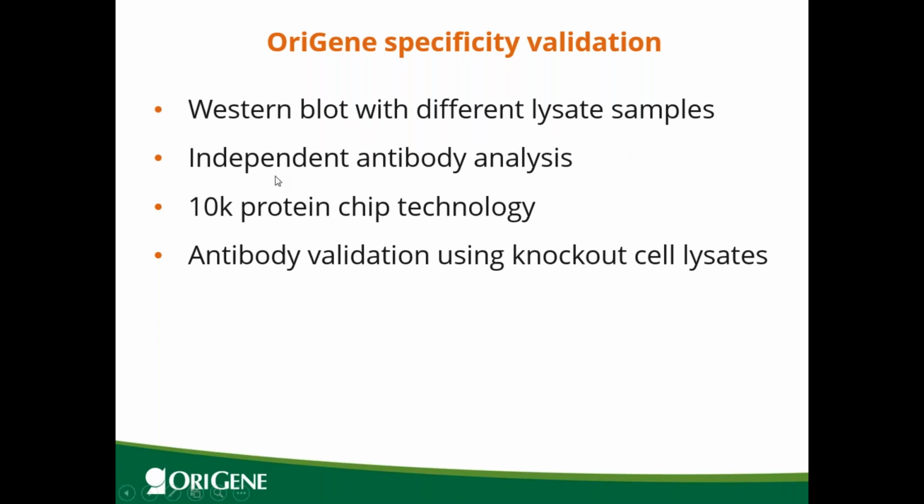We also use independent antibody analysis to test the specificity of our antibody. This method uses different antibodies against the same protein target to do the test and to verify the specificity by comparing the data from different antibodies. Another unique method we use at OriGene is called 10K protein chip technology. This uses the protein microarray technology to test the cross-reactivity of an antibody against more than 10,000 proteins at the same time.